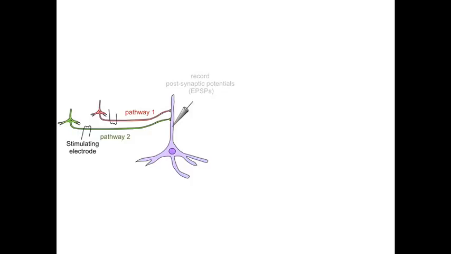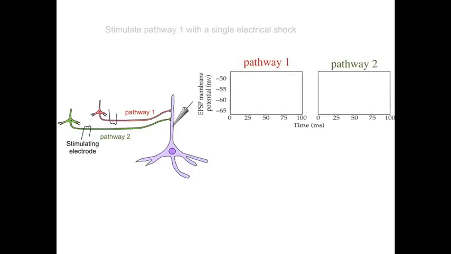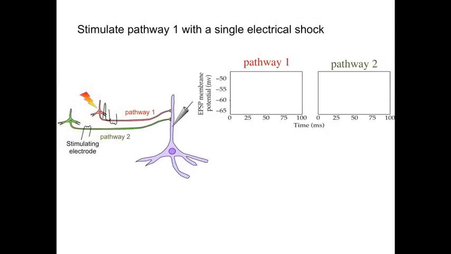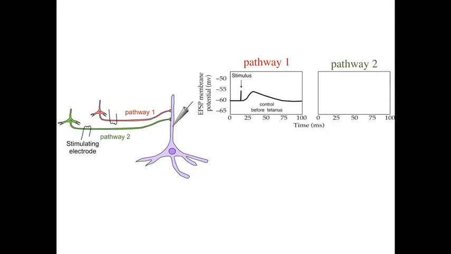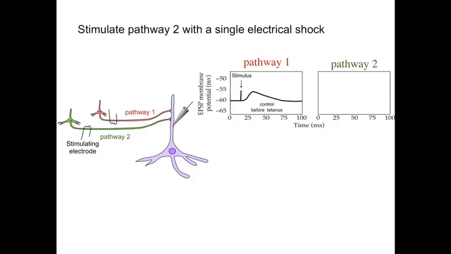And the first thing we're going to do is stimulate pathway 1, the red cell, with a single electrical shock and record the postsynaptic potential in the purple cell. Here we go. We stimulate it, it generates an action potential, generates a postsynaptic potential in the purple cell, and that's what we record from stimulation of pathway 1. And then we're going to do the same thing in pathway 2. We're going to stimulate it with a single electrical shock and record the postsynaptic potential evoked by pathway 2, and it's exactly the same thing.